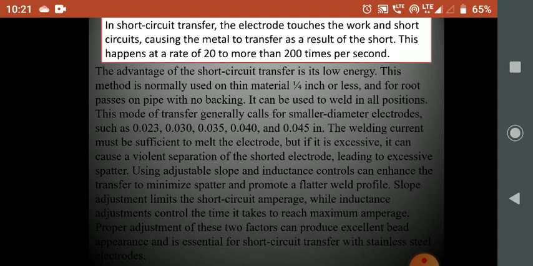That is the example for the weld transfer, generally called the smaller diameter electrode, such as 0.023, 0.030, 0.035, 0.040 and 0.045 inches. So these are all the diameters that can be utilized when we perform this short circuit transformation of the weld metal.